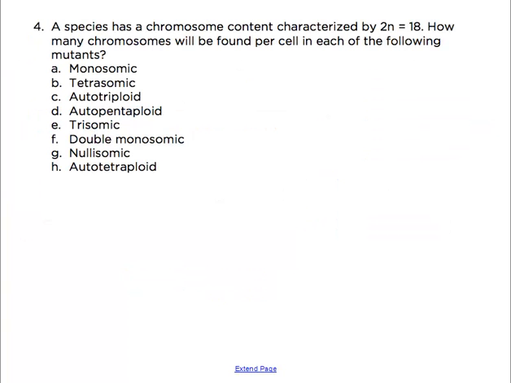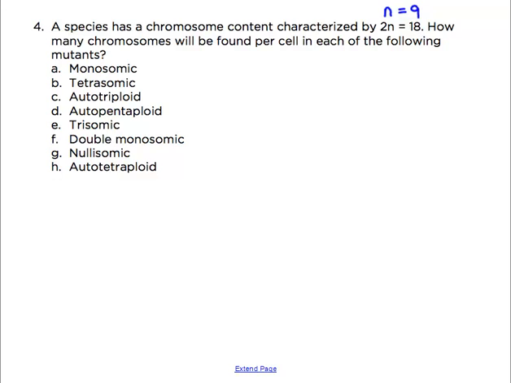Problem 4. A species has a chromosome content characterized by 2n equals 18. How many chromosomes will be found per cell in each of the following mutants? So we know that this species is a diploid with a chromosome number of 18. So we also know that the haploid number here, which would be n, equals 9 chromosomes. So this should be a good review of how each of these chromosome aberrations play out in terms of chromosome content.